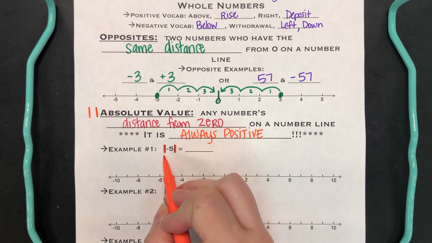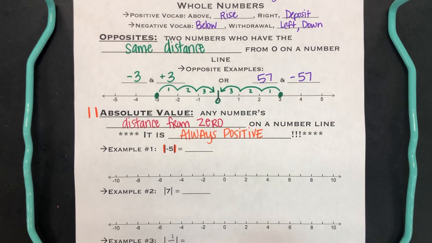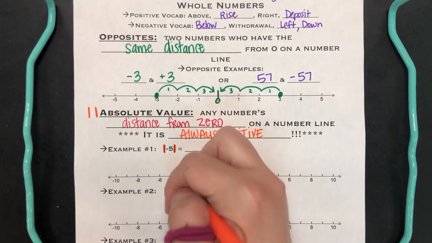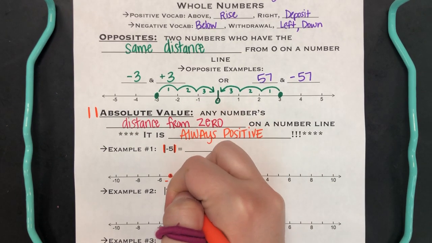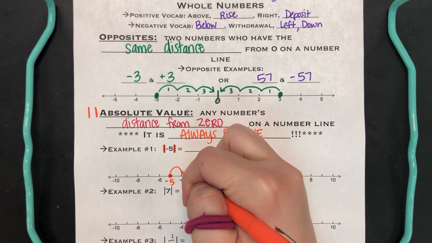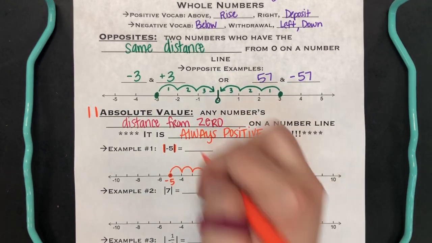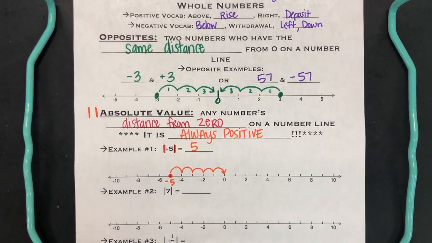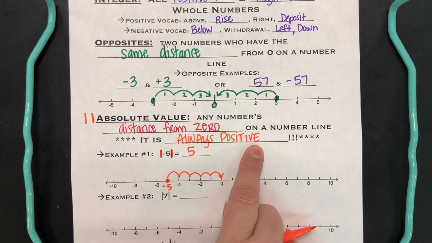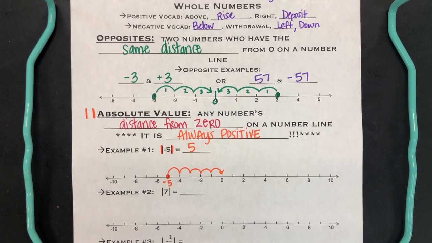So the first one says the absolute value of -5. So if I plot -5 on my number line, so I have -1, -2, -3, -4. So if I plot -5 on my number line, and I remember I have to count to 0, I'm gonna count 1, 2, 3, 4, 5. So its distance from 0 is just +5. Remember, absolute value is going to always be a positive number because it's distance, and distance is always positive, okay?